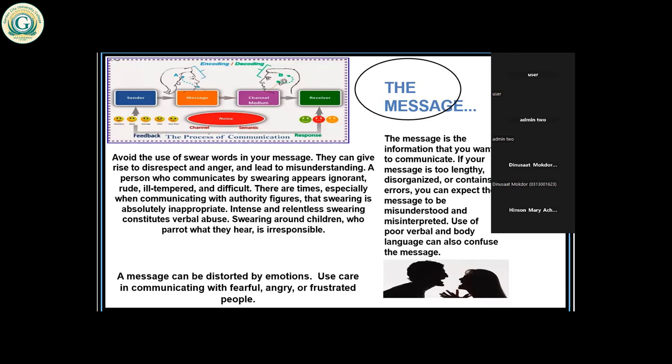Rude, ill-tempered, and difficult. There are times, especially when communicating with authority figures, when swearing is absolutely inappropriate. It's not good. Swearing around children, who parrot what they hear, is irresponsible, because children learn everything they see around you. When you are talking, they ask so many questions. So a message can also be distorted by information that is not good.